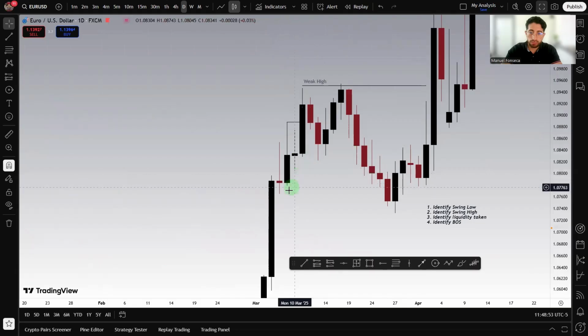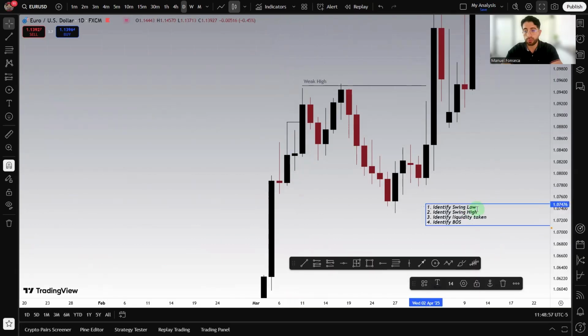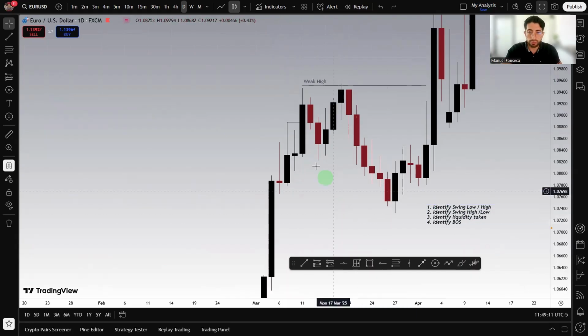There is no swing low. It could be even a swing high or a swing low, remember, guys. There is no swing low. Very clear. There is no candle that confirms. There is not a candle lower than the previous one.